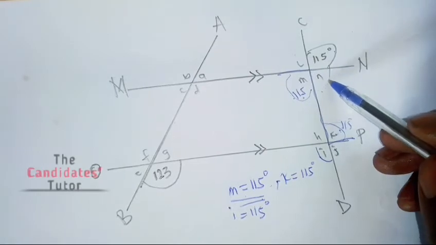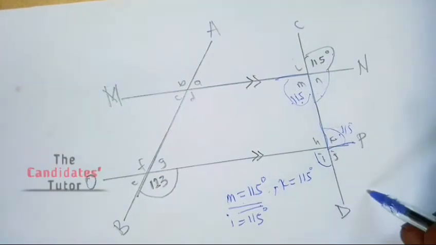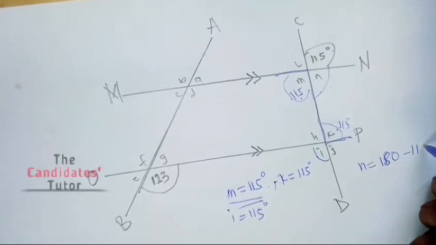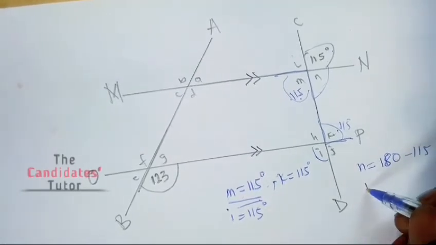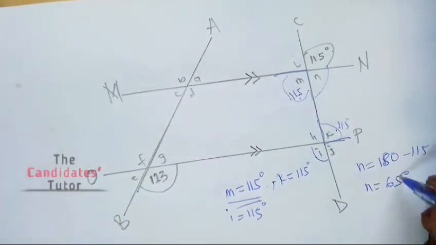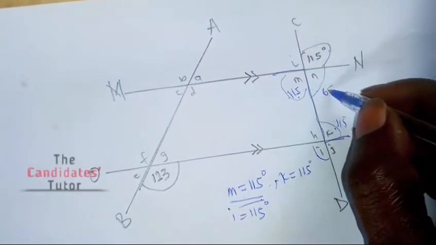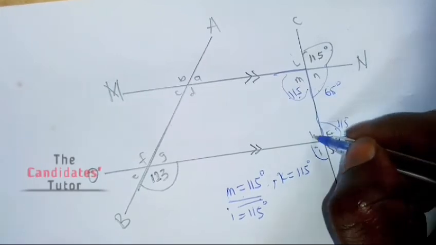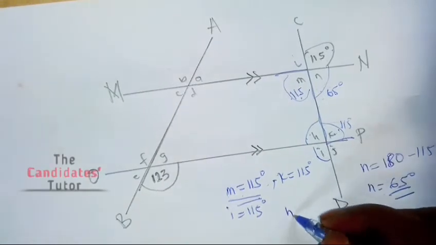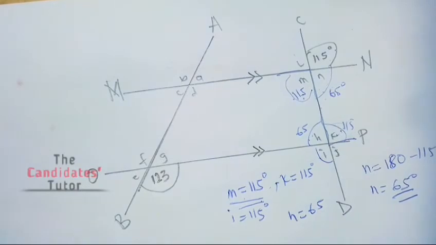Now we realize that angles on a straight line add up to 180. So here we are going to solve it. Angle N will be equal to 180 minus 115. If you are solving for this, N will be equal to 65 degrees. Now, if N is 65 degrees, then it's going to alternate with H. Alternating angles are also equal, so H will also be equal to 65 because they alternate.